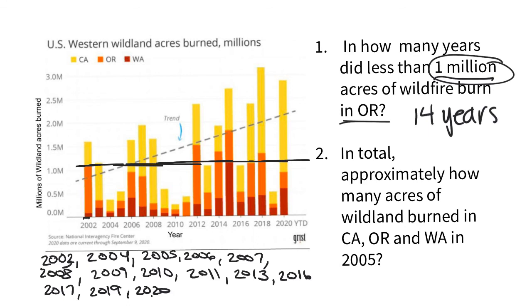The next question says that in total, approximately how many acres of wildland burned in California, Oregon, and Washington in 2005? So I need to look at this 2005 mark, which is right here. It's this bar right here. And I need to see about how many acres I think that is. Well, it looks like it's about 0.5 million acres. So I'm going to write 0.5 million acres.